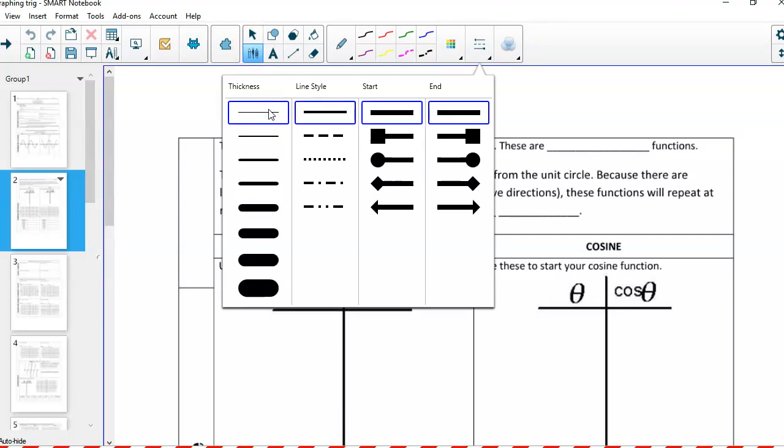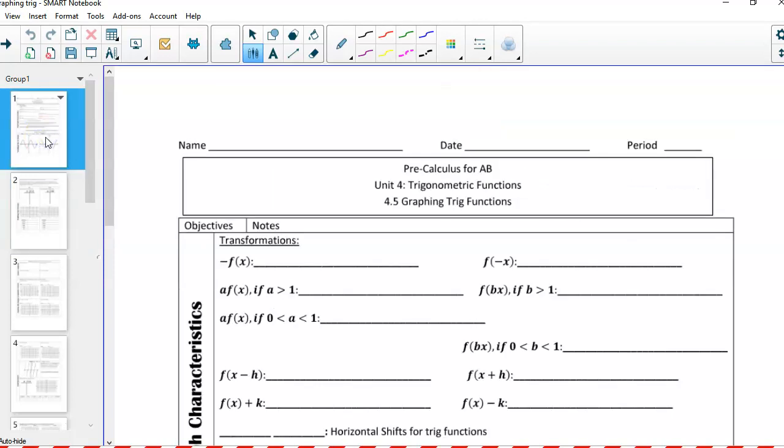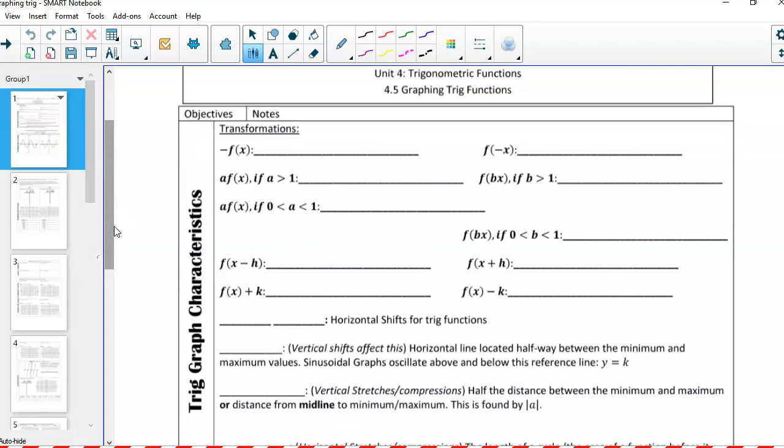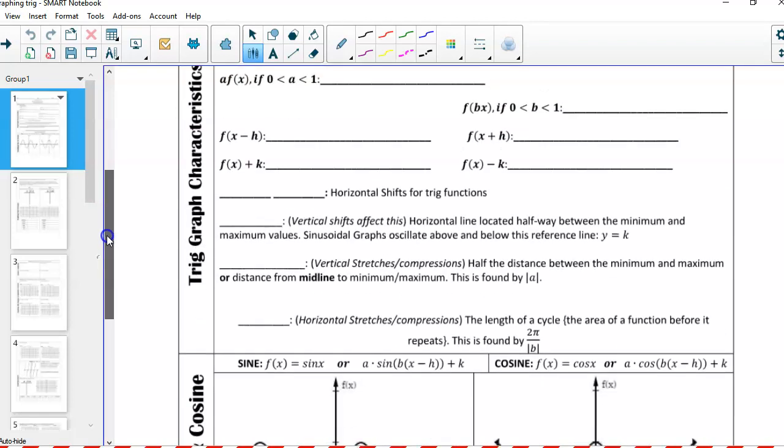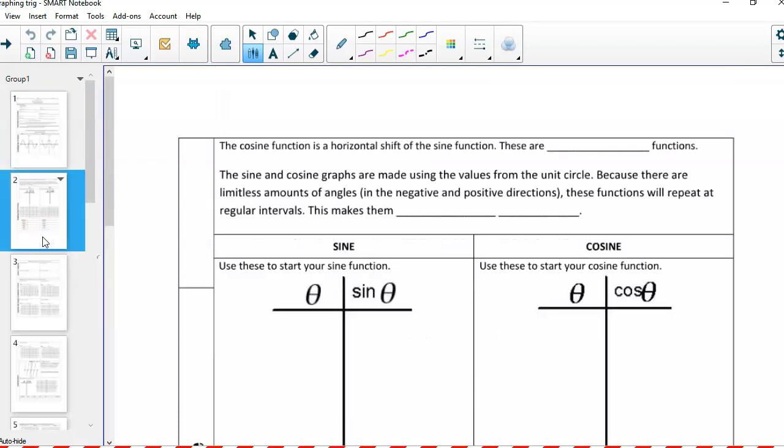Is there any way you can do a quick review of what all this means? So the first section of this is just your transformations. We just went over what those were. And then the rest is just vocab. We're going to repeat this vocab a lot when we do these, so don't worry too much about that.